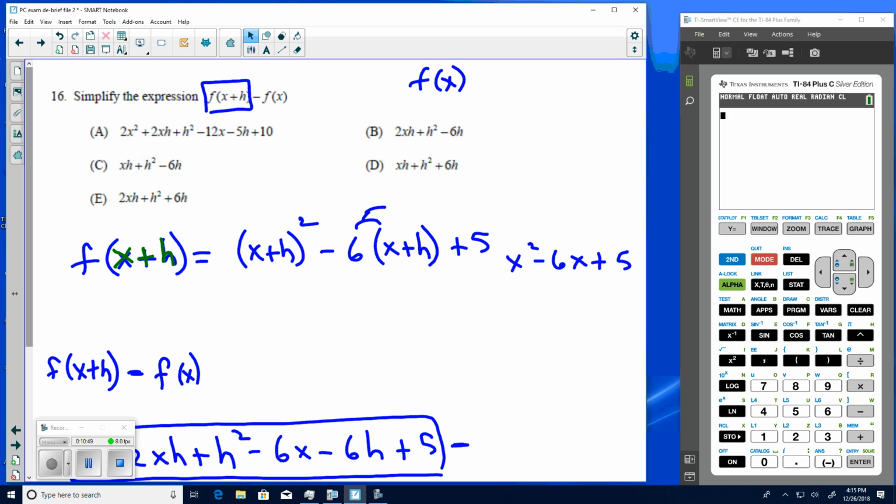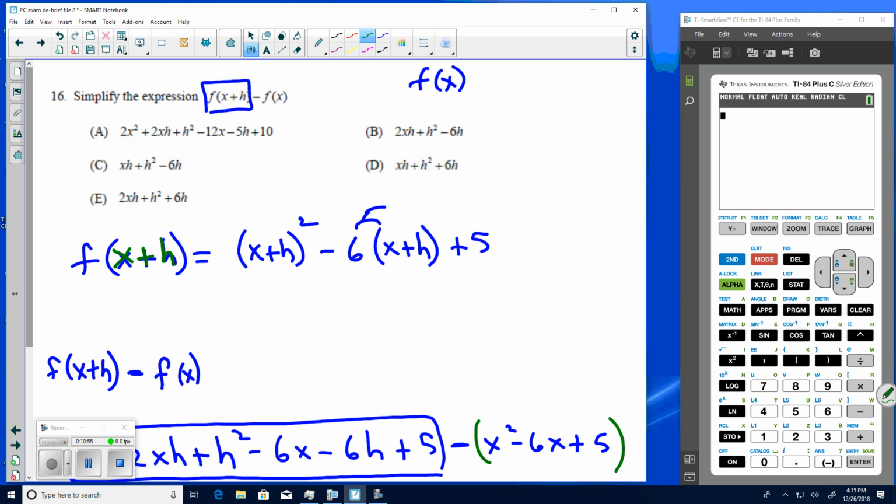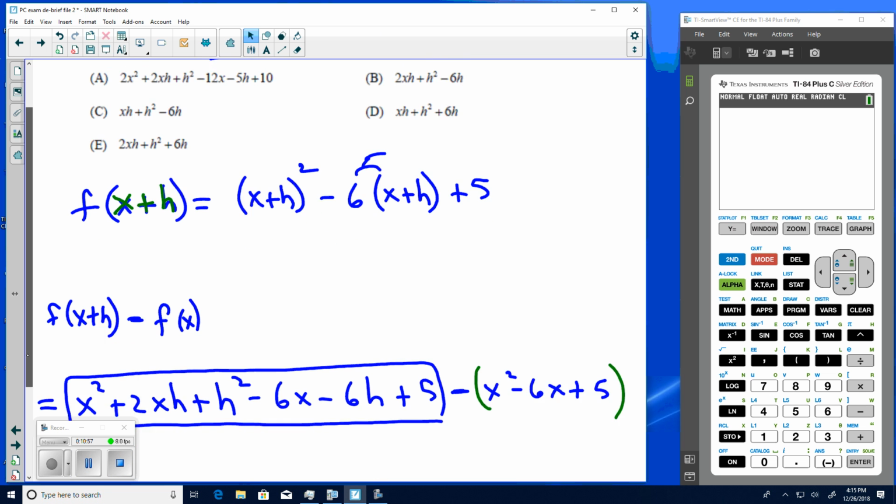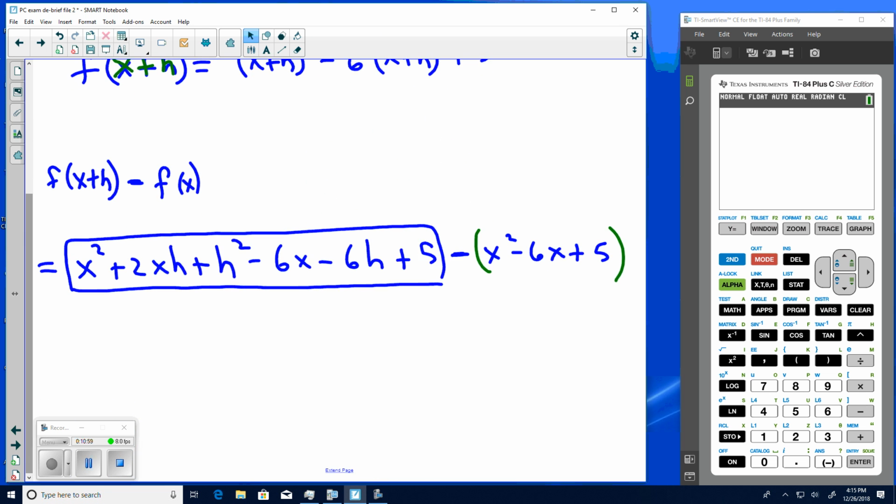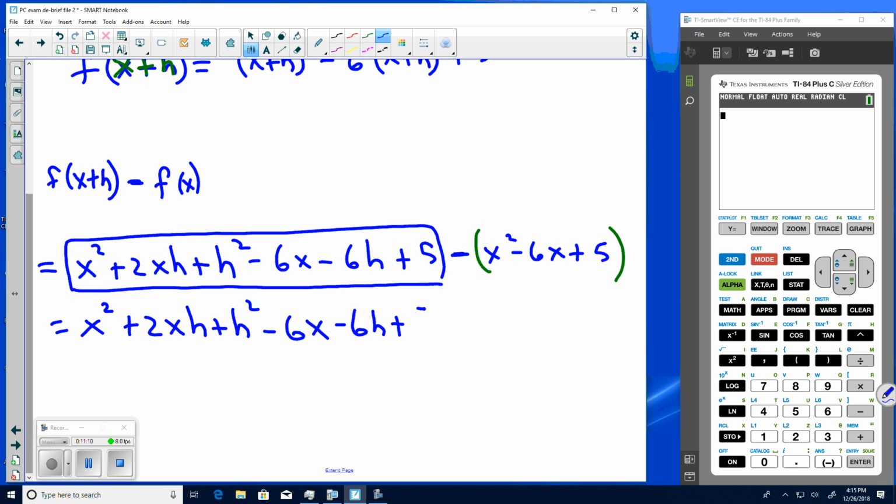Aren't smartboards nice? Now the key, and probably where you may have made an error, is that you have to subtract off all of that. So that minus sign needs to distribute when you do the subtraction. So cleaning things up a bit, we have x squared plus 2xh plus h squared minus 6x minus 6h plus 5 minus x squared plus 6x, because we're distributing this minus sign, and then minus 5.